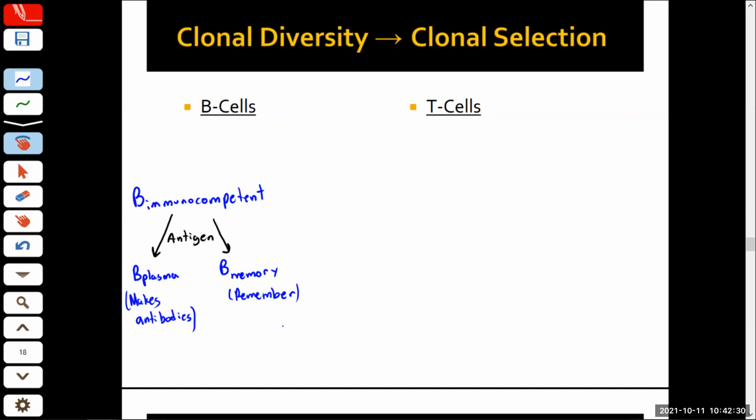Okay. Now your T cells, there's a bunch more. So all of your T cells start as T immunocompetent. And you expose your T cell to an antigen. There's not really an easy way to draw that just because there's not enough space. So I'm just going to list out what happens when you expose it to an antigen. Maybe I'll do it like this. Plus antigen equals, you can get a T helper cell.